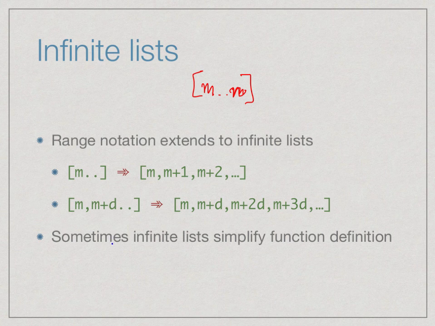Well, we will see later examples where allowing infinite lists in the definition of a function makes it simpler to argue about it, because if we don't know in advance what the upper bound of the numbers we are looking for is, then we can just provide an infinite list and let Haskell figure out how many of these numbers it needs.